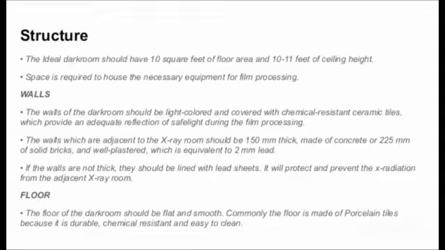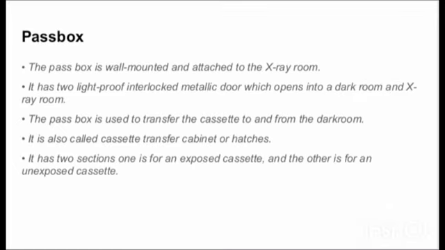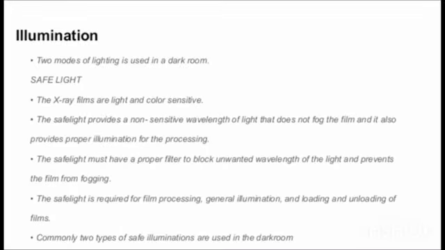The floors of the darkroom will be flat and smooth. They should be made of porcelain tiles, as they are durable, chemical resistant, and easy to clean. Pass box. A pass box is wall mounted and attached to an X-ray room. As the word means, it is a way by which we can transfer X-ray images from the darkroom to the X-ray room. Usually it has two interlocked doors, one for the exposed film and the other for the unexposed film. It is also called a cassette transfer cabin.